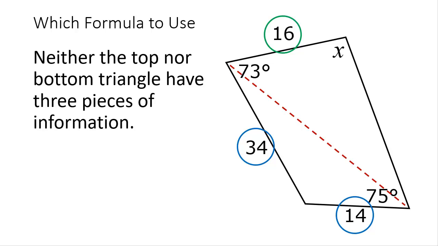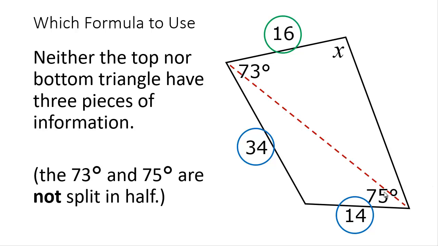You have to be very careful at this point not to think that these angles are split in half. They aren't. Alright? You can't tell what size those two angles are. You need to have an explicit piece of information. The whole angle has to be included.